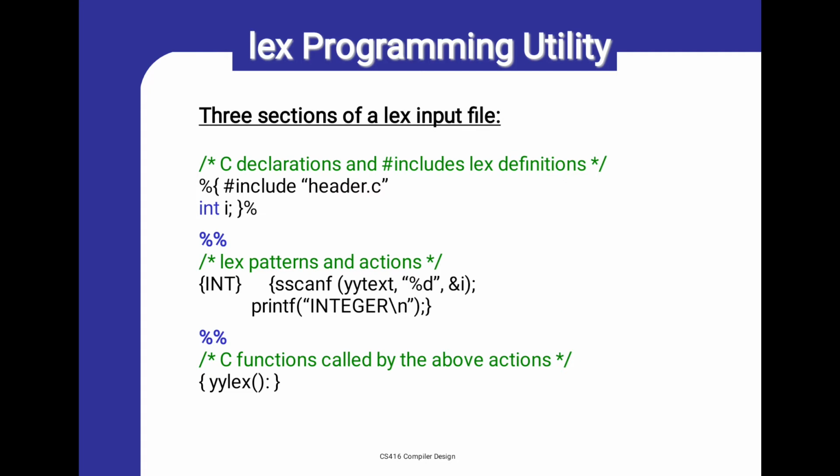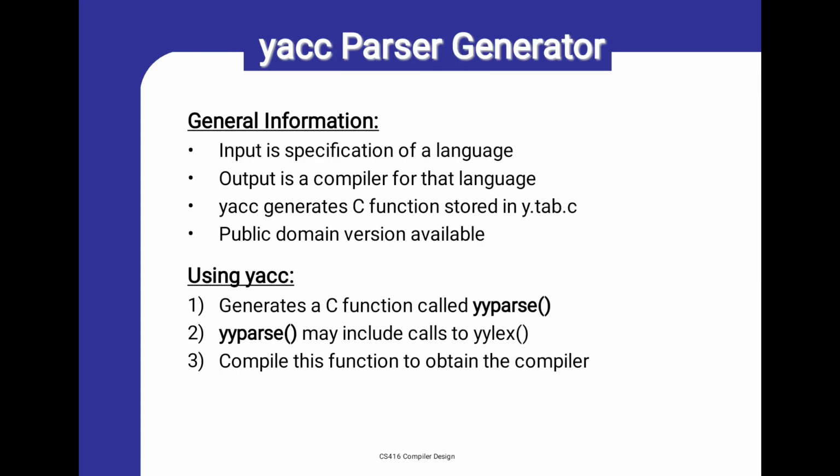Next is the procedure section. In this section we define all the procedures, functions, or any method names. This is also called the main section, and it consists of yylex, that is called as the Lex compiler. Along with Lex compilers there are Yacc parser generators also.